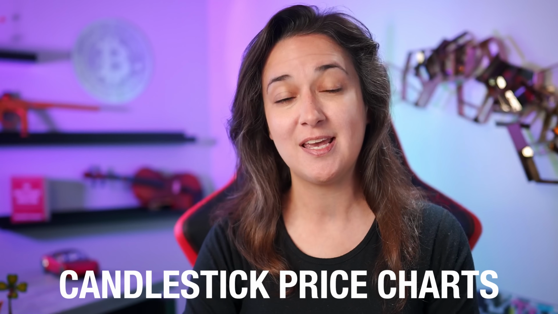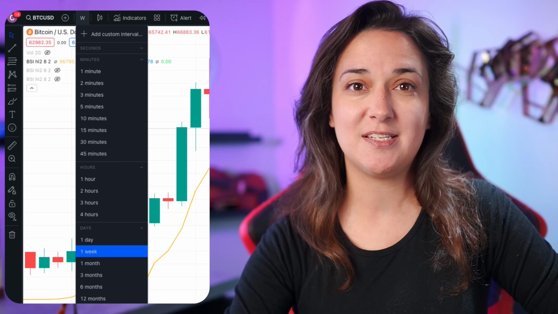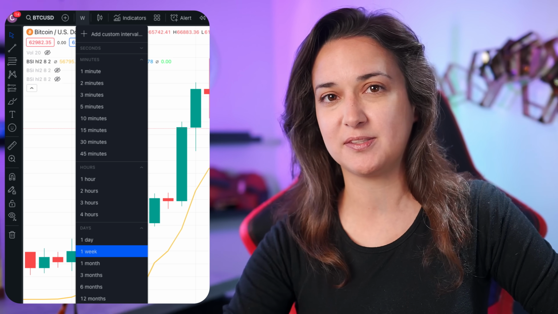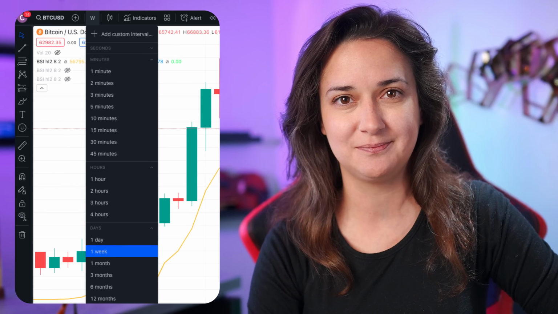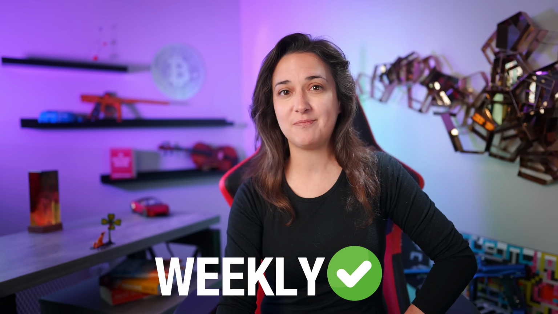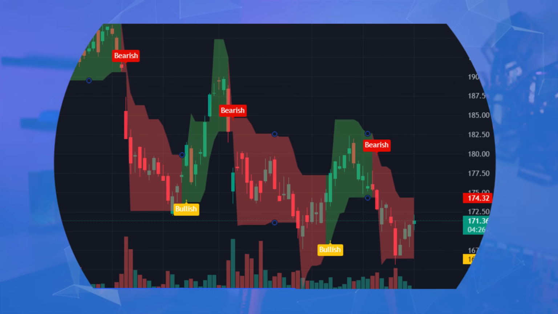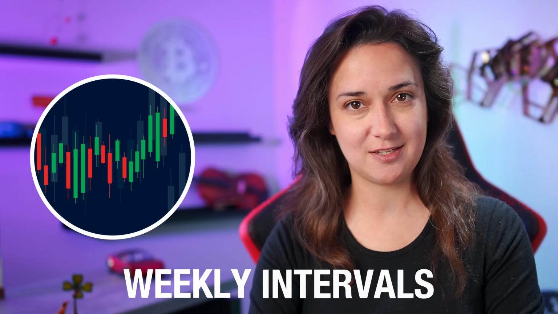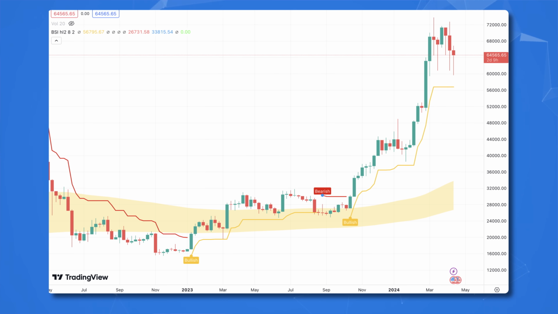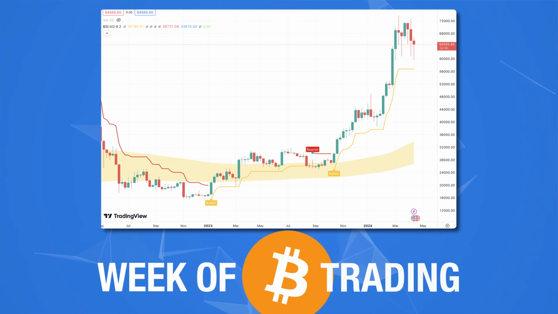And for those of us less familiar with reading candlestick price charts, it's actually pretty simple. Check it out. Using a charting platform like TradingView here, we can choose to view Bitcoin's price action in different time intervals like years, months, weeks, and even hours and minutes. Historically, weekly time intervals have been the most accurate when using the moneyline tool to determine flips between long-term bullish and bearish trends. So when viewing a candlestick price chart with weekly intervals, each of these green and red bars are individual candlesticks, each candlestick representing a week of Bitcoin trading history.